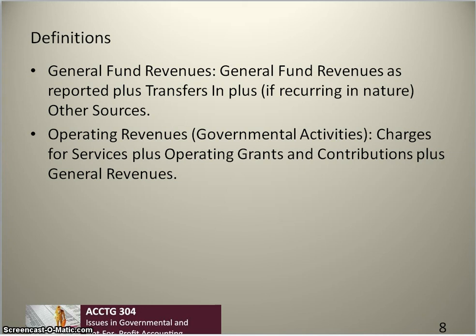And then operating revenues for the government activities would include charges for services plus operating grants and contributions plus general revenues. And those all come from the statement of activities for the governmental activities.